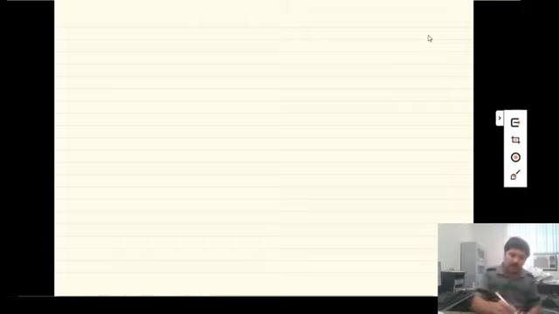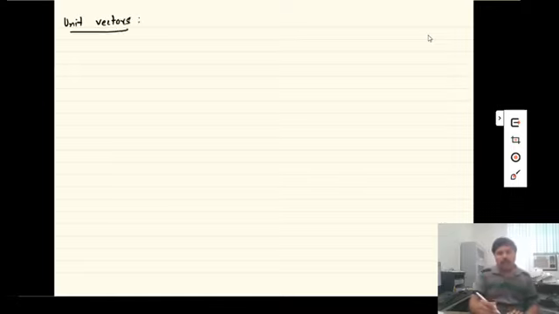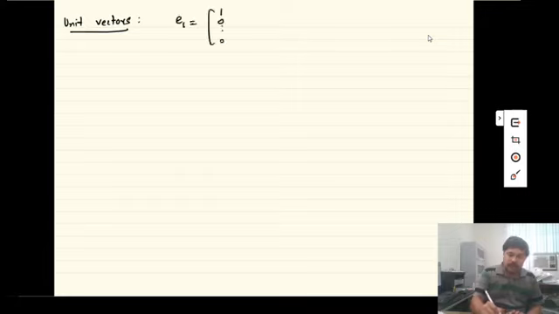This is another example. The next example is unit vectors. These unit vectors are really very important, and they play a very important role in linear algebra. I will denote them as E1. So E1 is 1, 0, 0, 0. The first entry is 1 and all other entries are 0. That's my first unit vector.